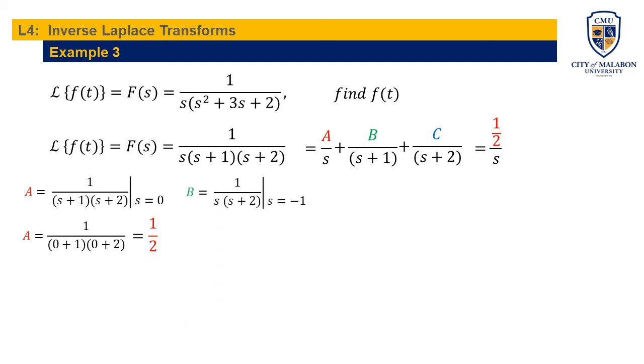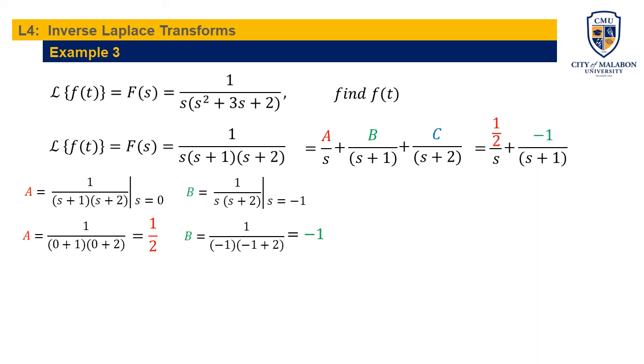Okay? So to solve our b, we cover again, this time covering s plus 1. So what remains is 1 over s times s plus 2. The value we substitute is s equal to negative 1. That comes from equating s plus 1 to 0 and solving for s. Therefore, s is equal to negative 1, which we substitute to get b. And b now becomes negative 1. So that will be 1 over negative 1 times negative 1 plus 2. So our b is negative 1.